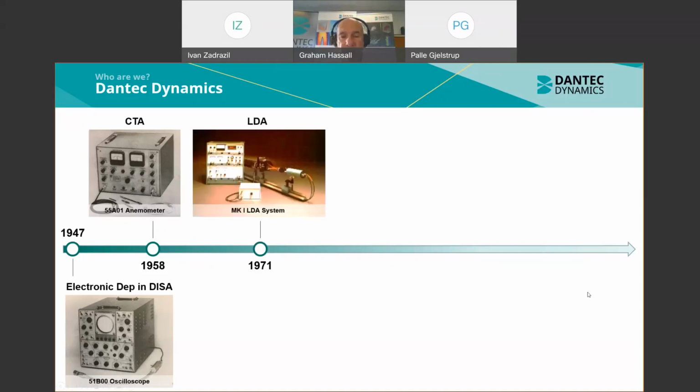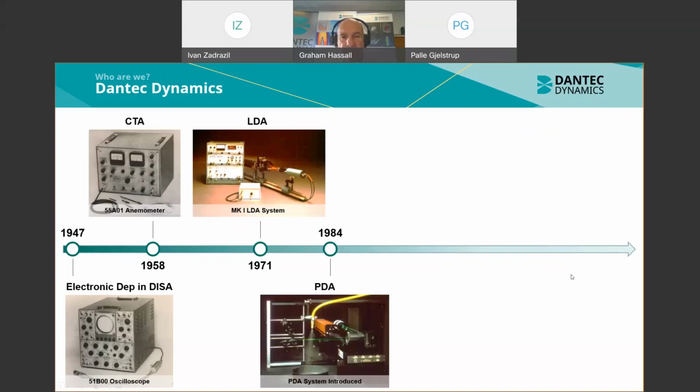One area within fluid mechanics that wasn't satisfied by the hot wire technique was that of non-invasive measurements or measurements in hostile environments, which led to the adoption of the laser Doppler anemometry technique, which non-invasively measures the velocity at a point defined by the intersection of two laser beams.